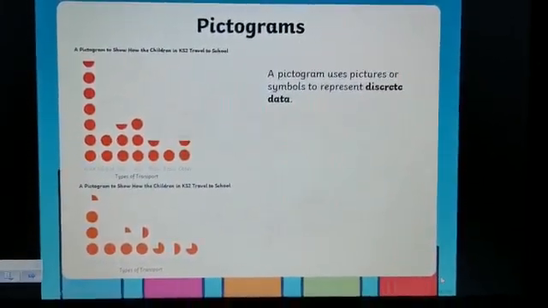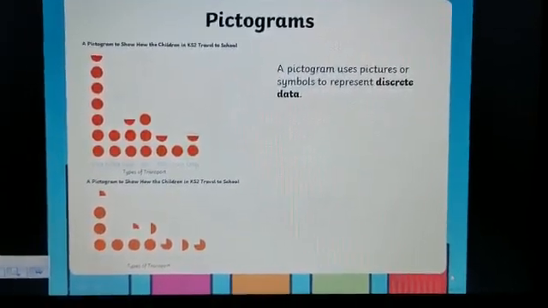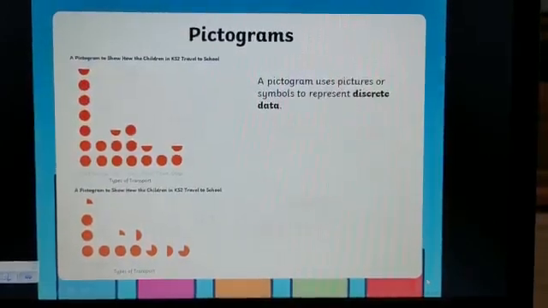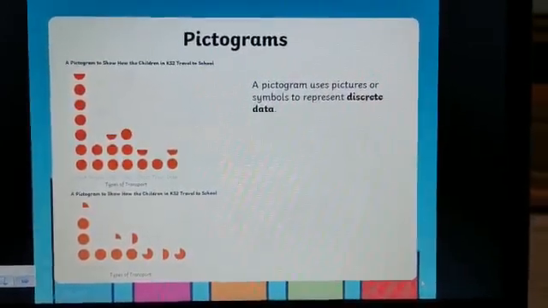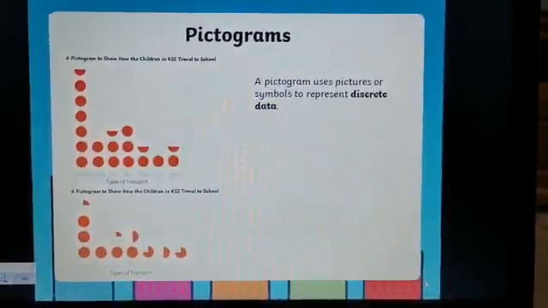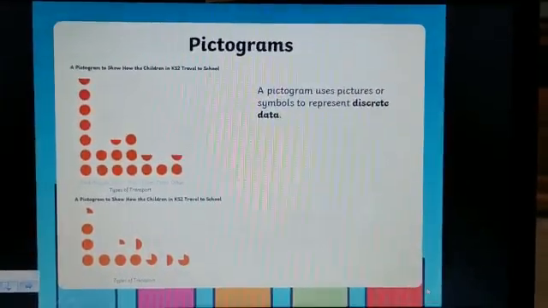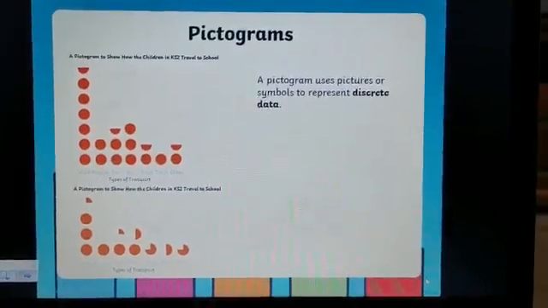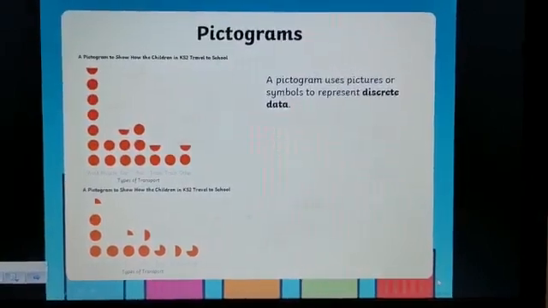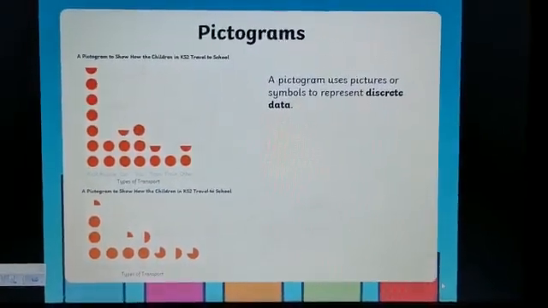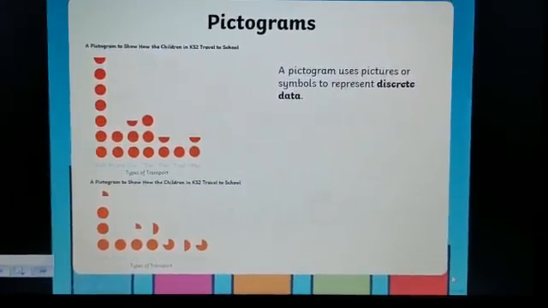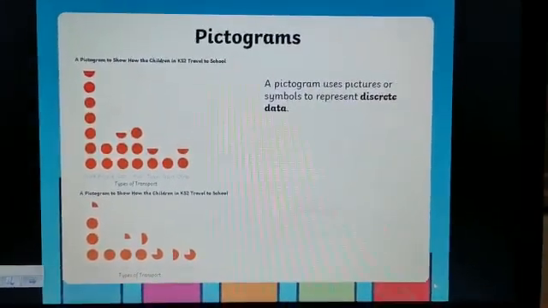So it says here, a pictogram uses pictures or symbols to represent discrete data. All that means is discrete data is information that can be counted. So things like how many girls are wearing a bow in their hair. I would be able to count that and I'd be able to jot that down. So discrete data is just information that I can count. And a pictogram uses pictures or symbols to represent that data, to show it in different ways.